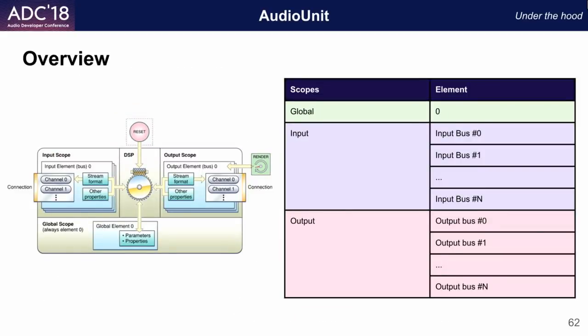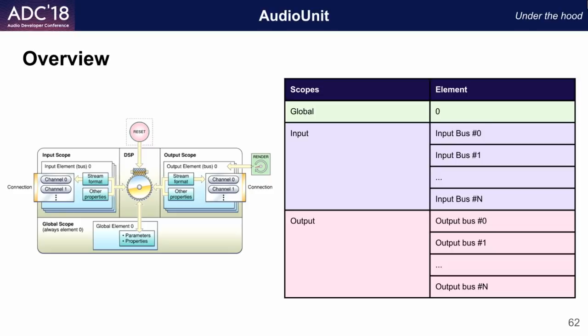So the basic structure of an audio unit: they're divided into scopes. You have an input scope, an output scope and a global scope. Each scope can have elements. The global scope can only have one element, the zero element. In the input scope, the elements are basically your buses. So you can have any number of buses on the input side and any number of buses on the output side.